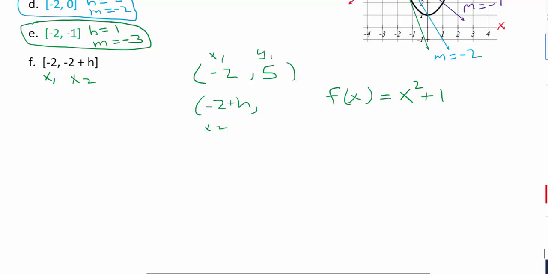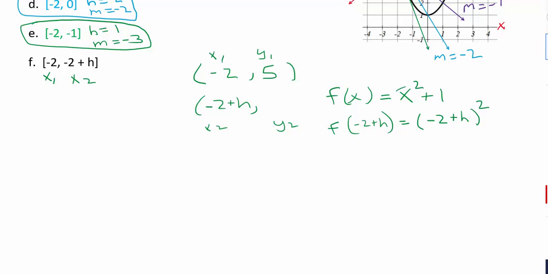So to get the second y value in my second point, I could replace the input with -2 plus h. And of course, if I replace this x with -2 plus h, I need to replace this x with -2 plus h, and remember to put parentheses. So if you remember, this is a way you could always have found the y value of the function, just by plugging in the x value in question. It just turns out that my input is now an algebraic expression, -2 plus h.